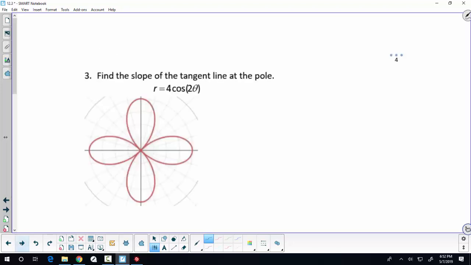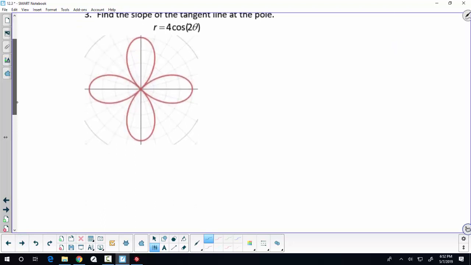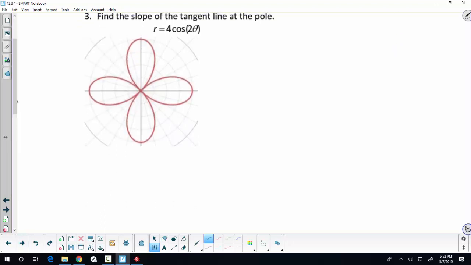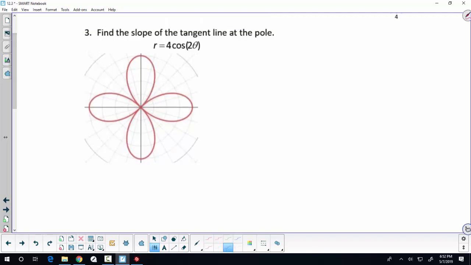Another question they could ask is, given a particular curve, to find the slope of the tangent line at the pole. Does anybody remember what the pole is? That was the polar axis, the positive x-axis. At the origin, yeah. So the pole is just this point here at the origin. What's unique about the point at the origin? Multiple lines go through it.